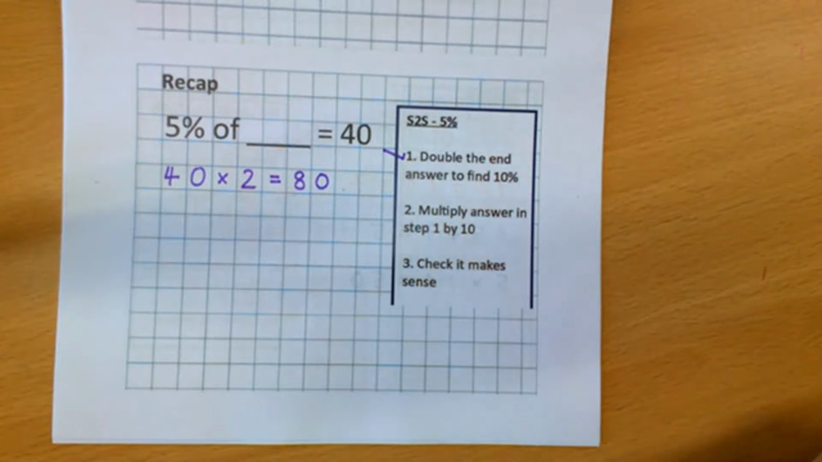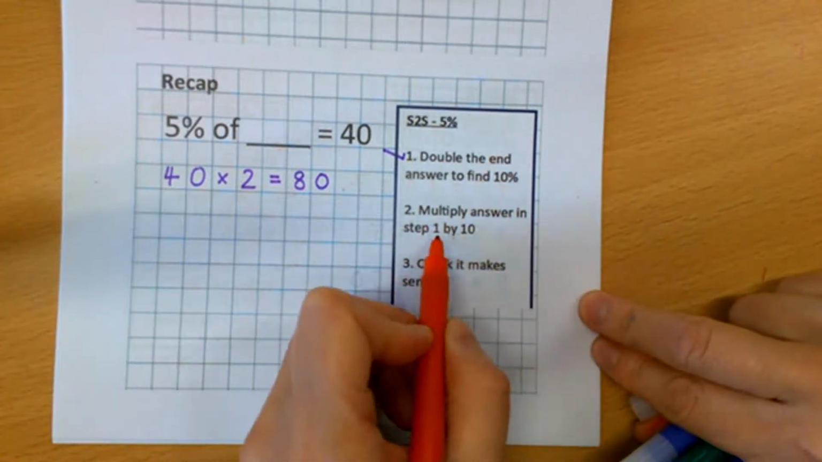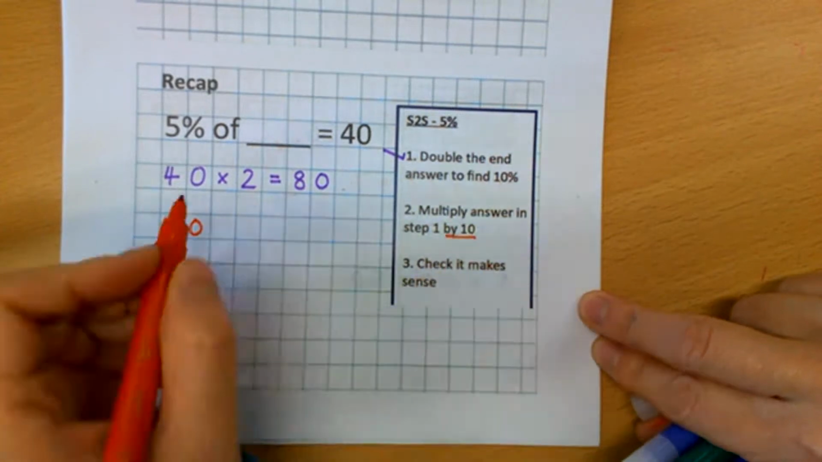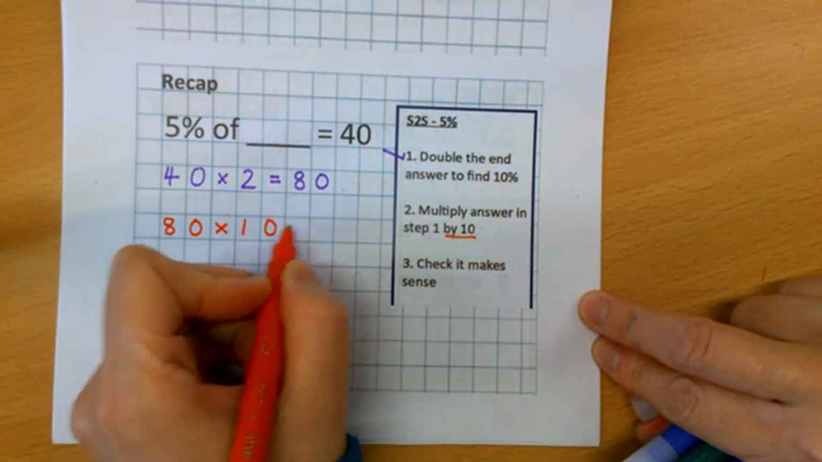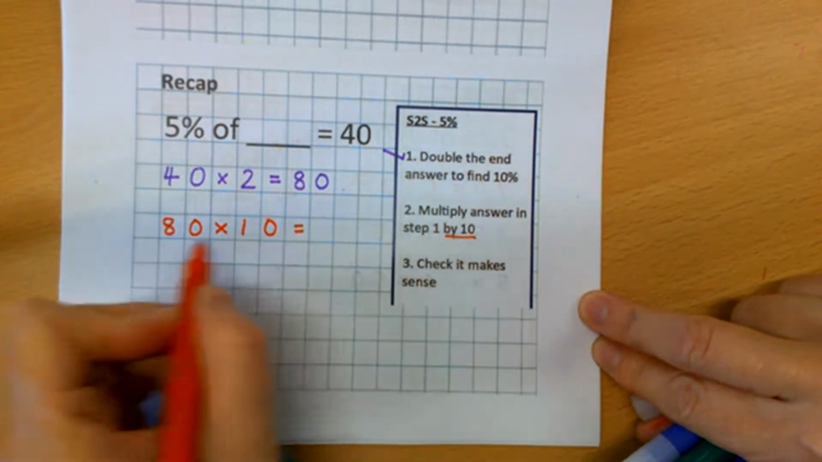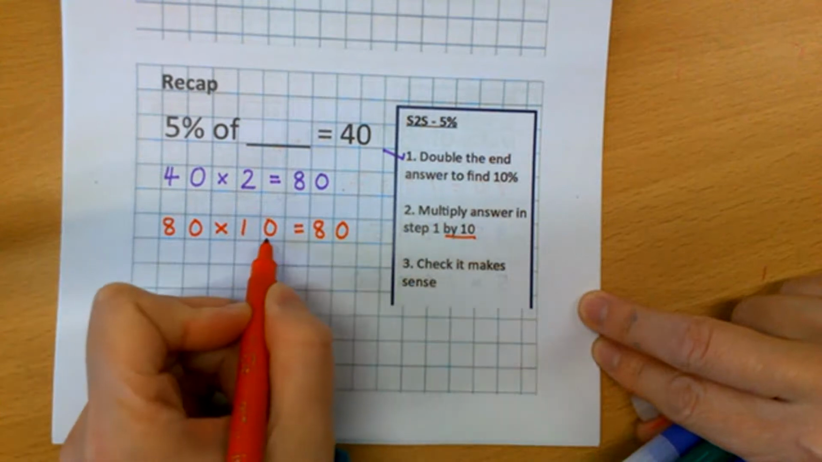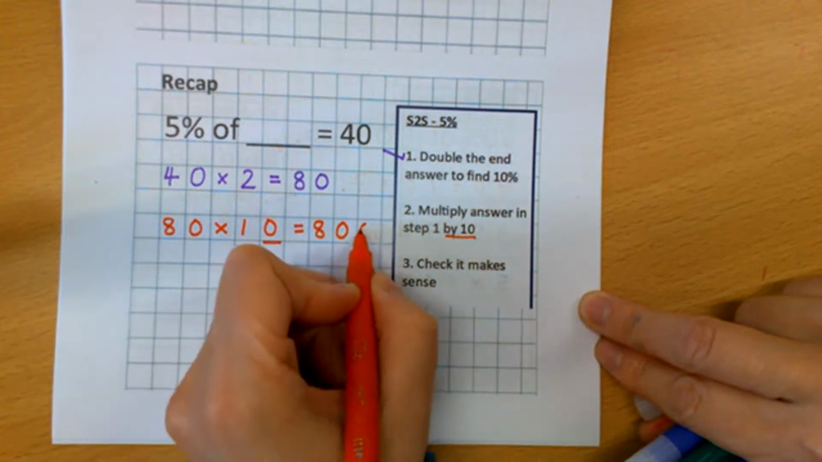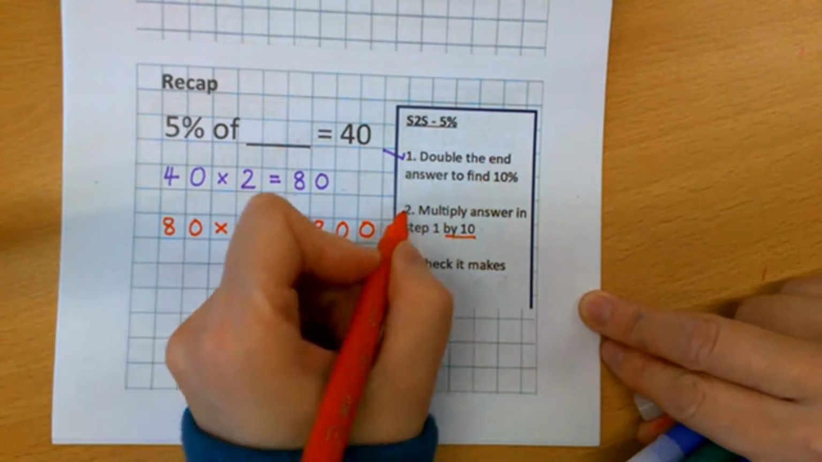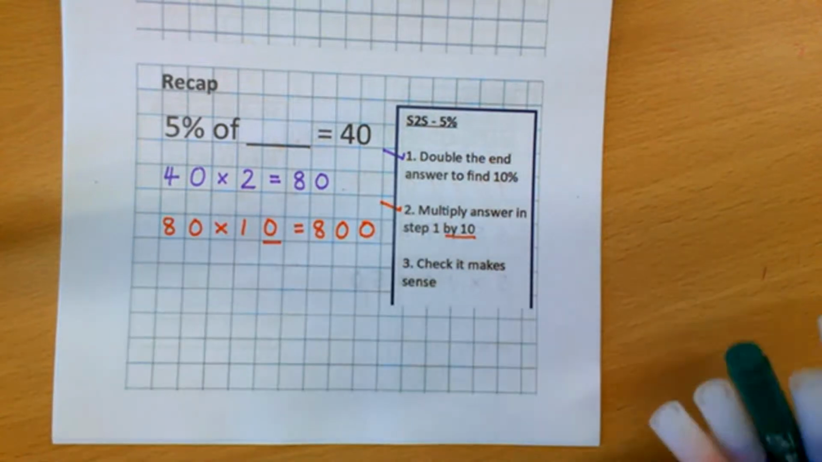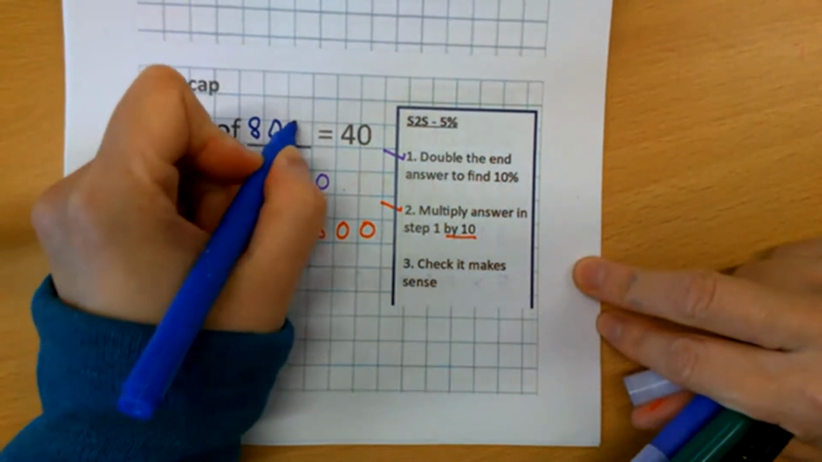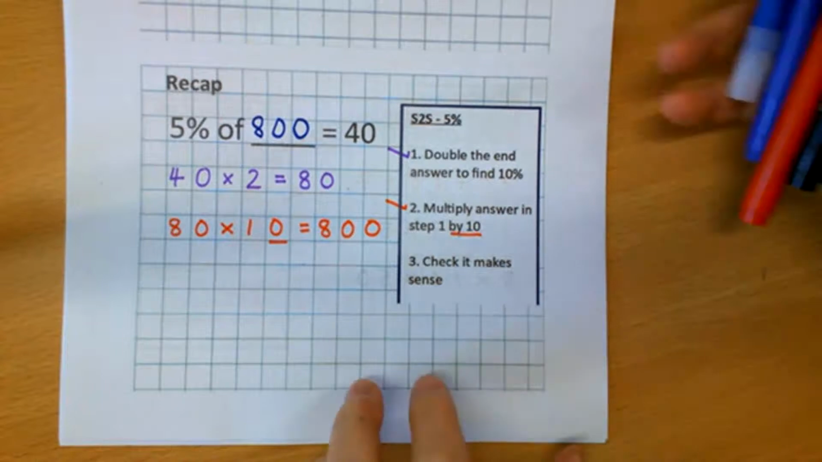Next, step 2. Multiply the answer in step 1, so that's 80, and I need to multiply it by 10. And again, that's really easy. I'm going to write 80, and then I'm going to place another 0 at the end because we're multiplying it by 10 and 10 has 1 zero. And now I'm going to check that it makes sense. So remember that this number needs to be greater than 40. Let's see. And 800 is greater than 40. So that makes sense.